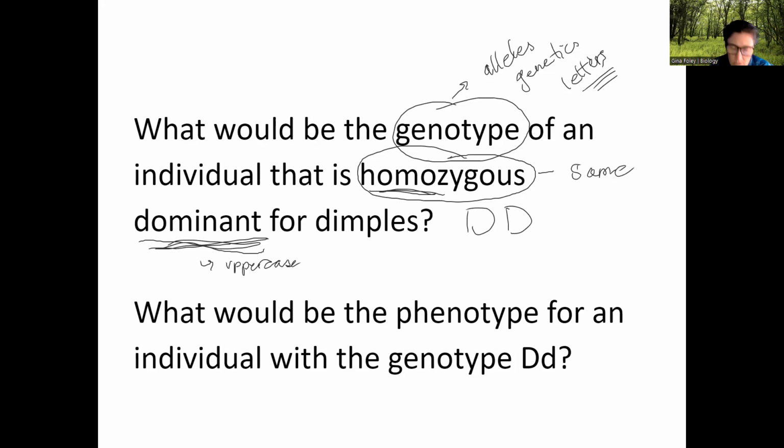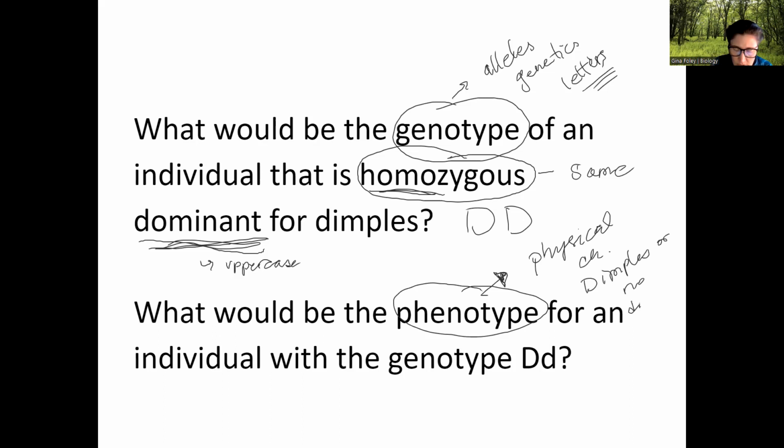And then this one down at the bottom, oh, here's another vocabulary word, phenotype. What the heck does that word mean? Phenotype means your physical characteristics, the actual physical characteristic. And I know in this question that we're still talking about dimples. So the phenotype for dimples is either dimples or no dimples. Okay, so big D, little d, what's that going to be? Are they going to have dimples or not?